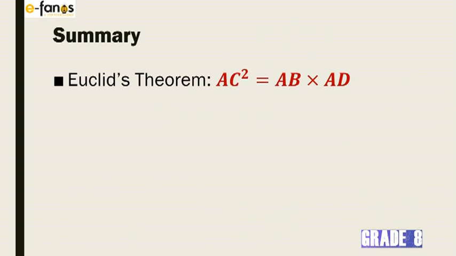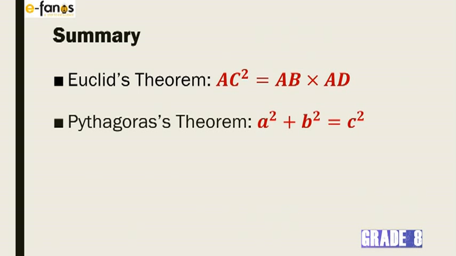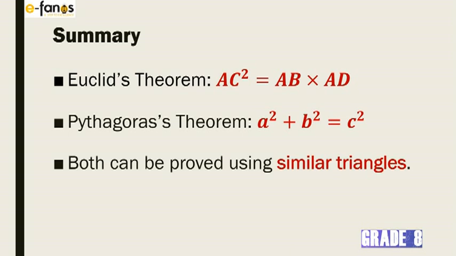To summarise, Euclid's theorem says that AC squared equals AB times AD. Pythagoras' theorem says that A squared plus B squared equals C squared. Both can be proved using similar triangles.